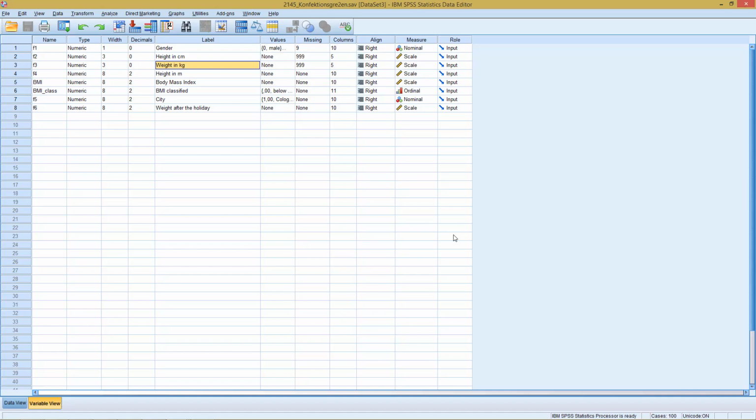Welcome to today's part of this SPSS methodology. This time with a unit on variance analysis and in particular multi-factor variance analysis.